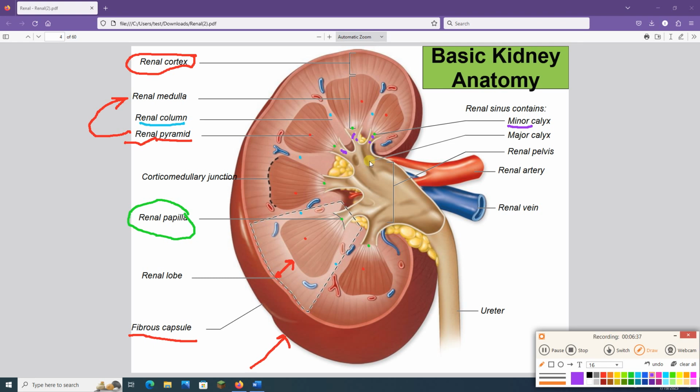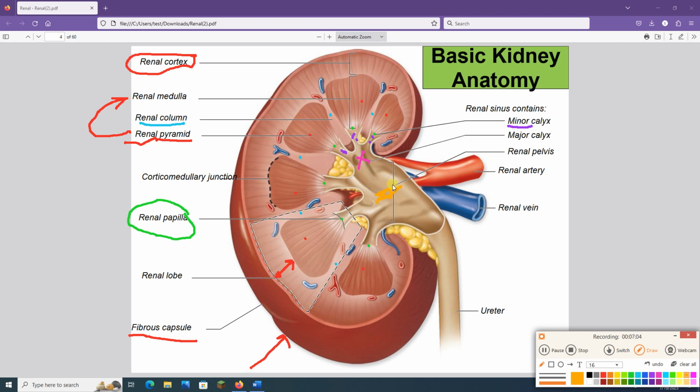When minor calyces join together, we are then going to get a major calyx. So minor calyces are tubes that carry urine from the pyramids. Minor calyces unite to make a major calyx. Eventually, all of the minor and major calyces join together right around here. Let's put a little star right here.